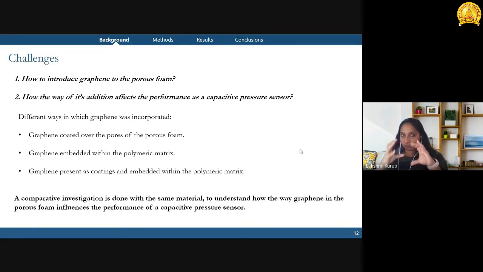So at first, the different ways in which we were planning to incorporate graphene were either coating the porous forms with graphene. So what happens is that we prepare a porous form and coat it with graphene. And the second was graphene embedded within the polymeric matrix.